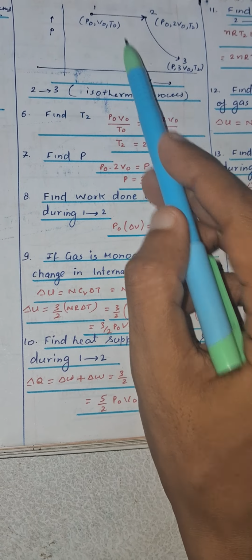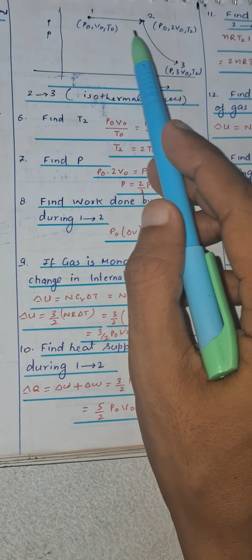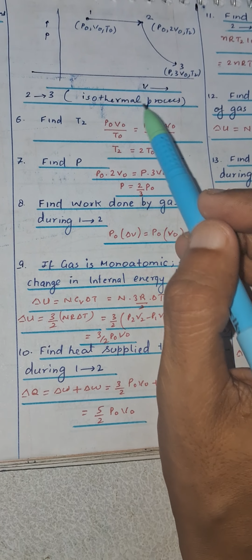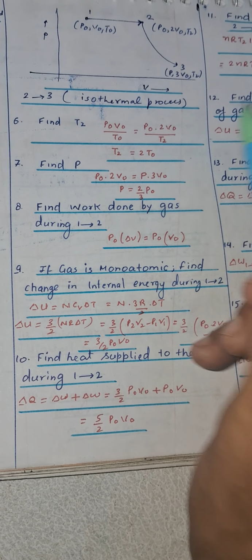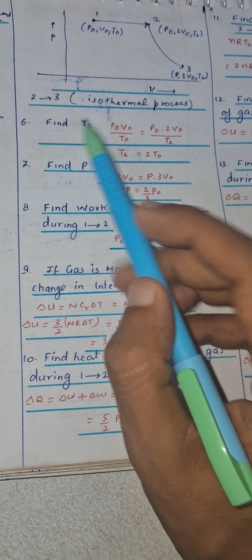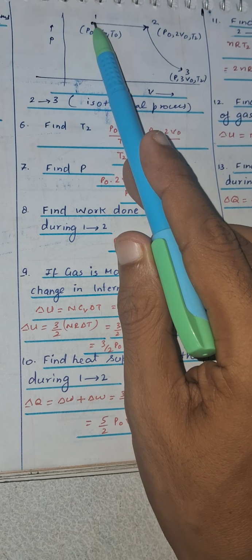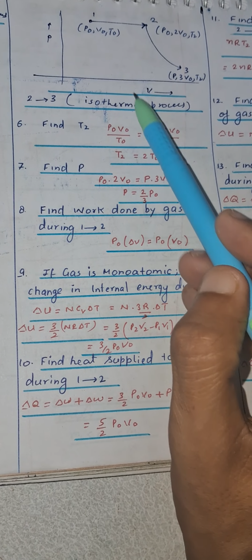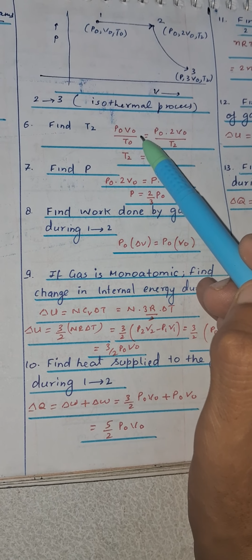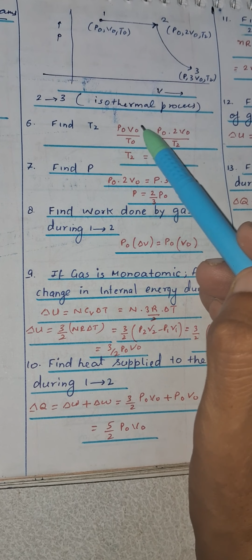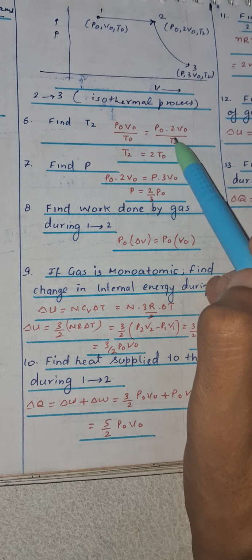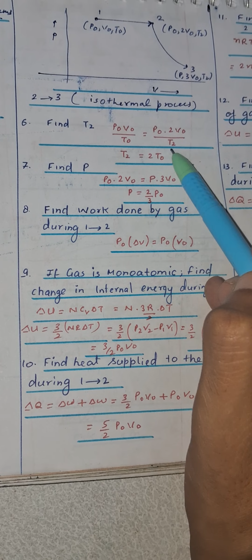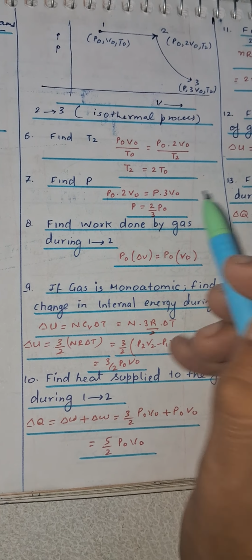The next question is another PV diagram. There are three states given by 1, 2 and 3, and it's given that the 2 to 3 process is an isothermal process. So we need to find T2. If we look at state 1 and state 2, applying the general gas law for a constant mass of the gas, we can say that P naught V naught by T naught will be P naught, volume here is 2 V naught, and temperature is T2. From here we can calculate that T2 is equal to twice T naught.